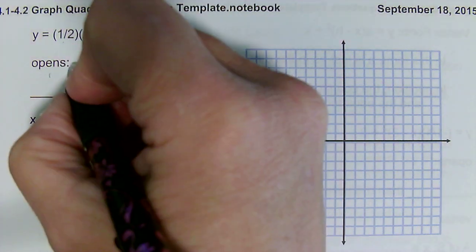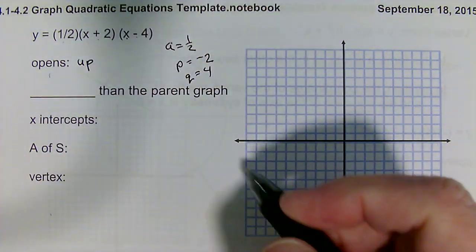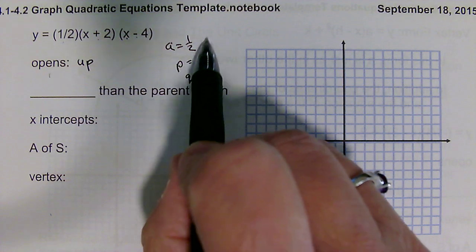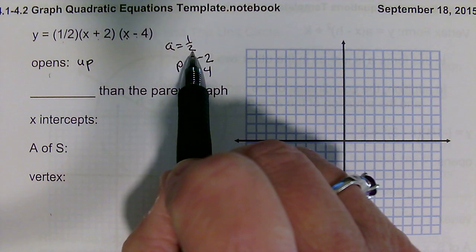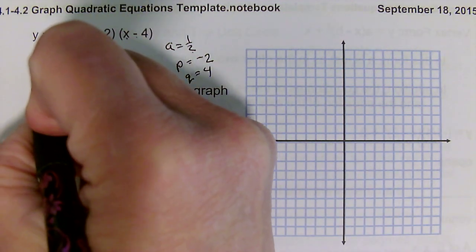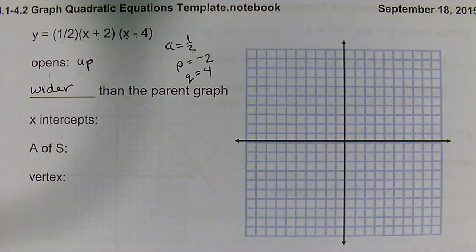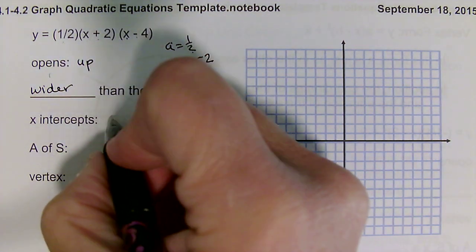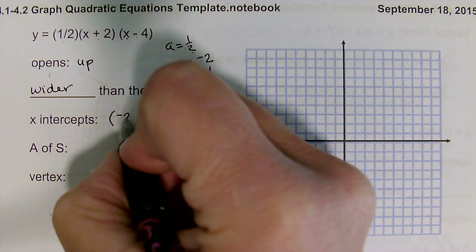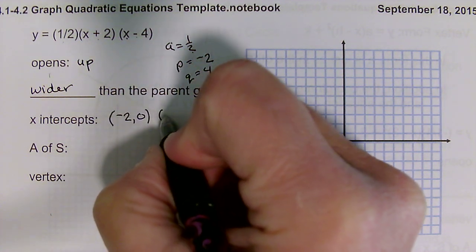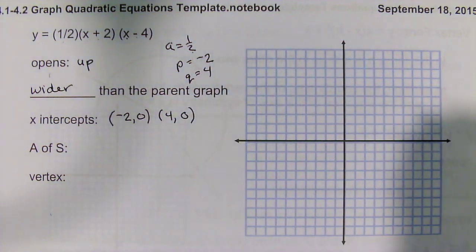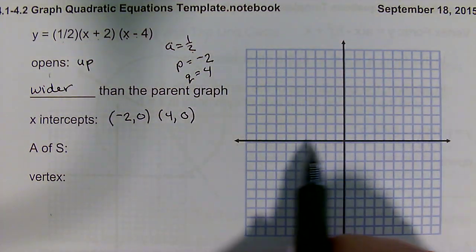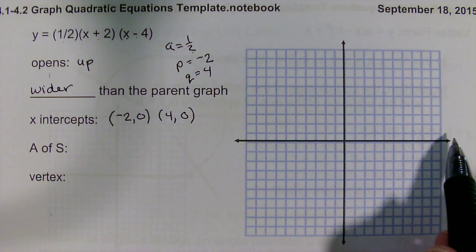Because a is positive, it opens up. Because the absolute value of a is between 0 and 1, the graph is going to appear wider than the parent graph because it shrunk vertically. So the x-intercepts would be (-2, 0) and (4, 0), because remember, any point on the x-axis has 0 for its y-coordinate.